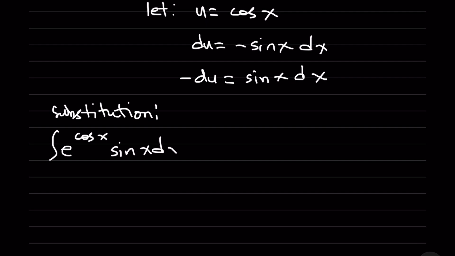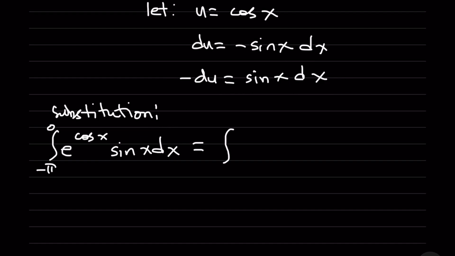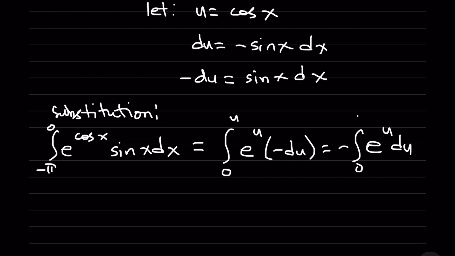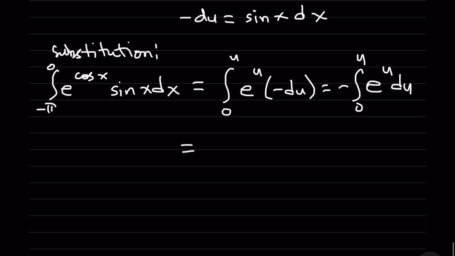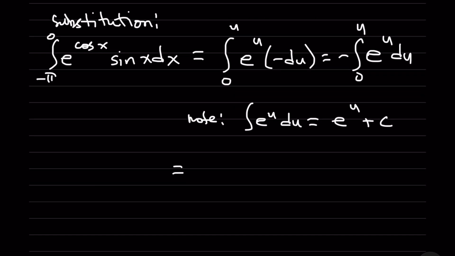So we're just trying to express the original equation in terms of u. So sine x dx is equal to negative du, and of course cosine x is u. So we can write the equation as the integral of e raised to u times negative du evaluated from 0 to u. So take note that the integral of e to the u du is equal to e to the u plus c.